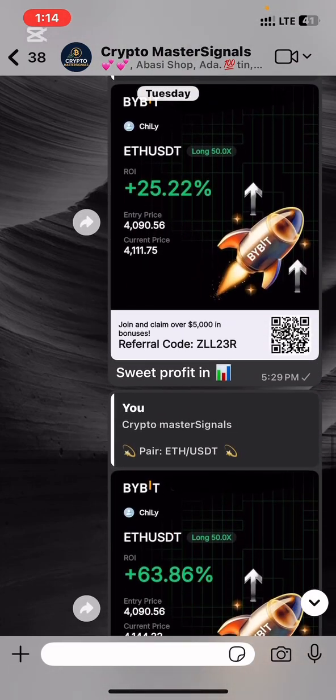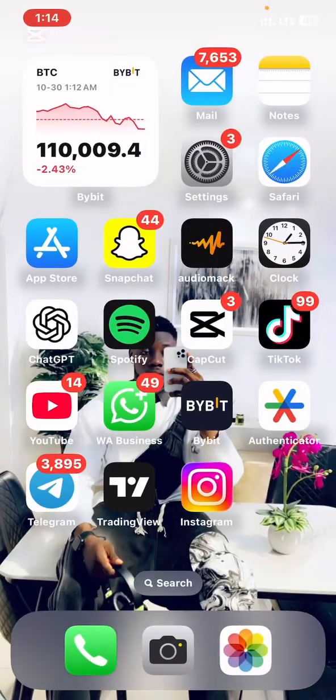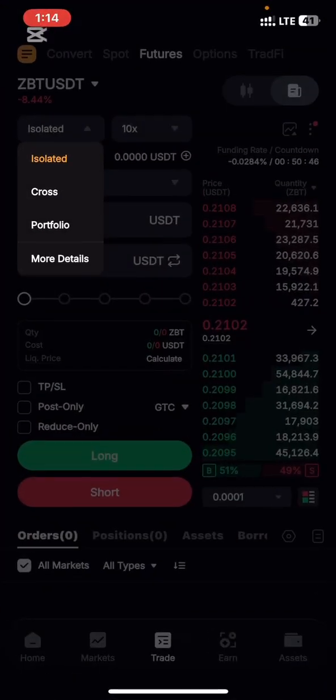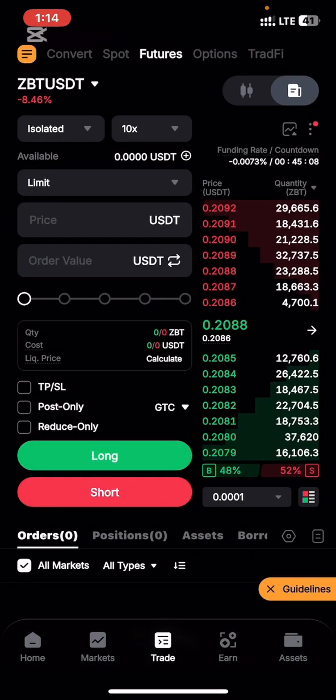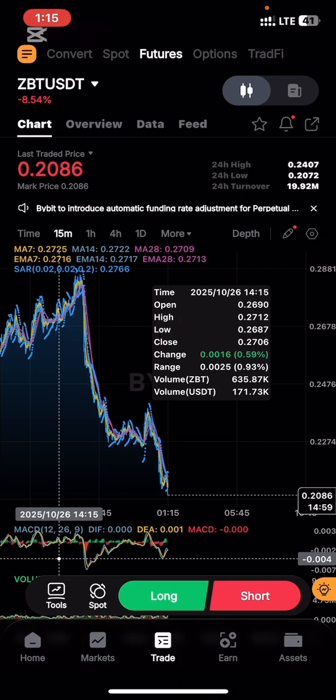Alright, so let's go on our Bybit. I believe we all have Bybit. Please, those of you whose Bybit is not yet verified, please go and verify your Bybit so you can use it for better trading and all.